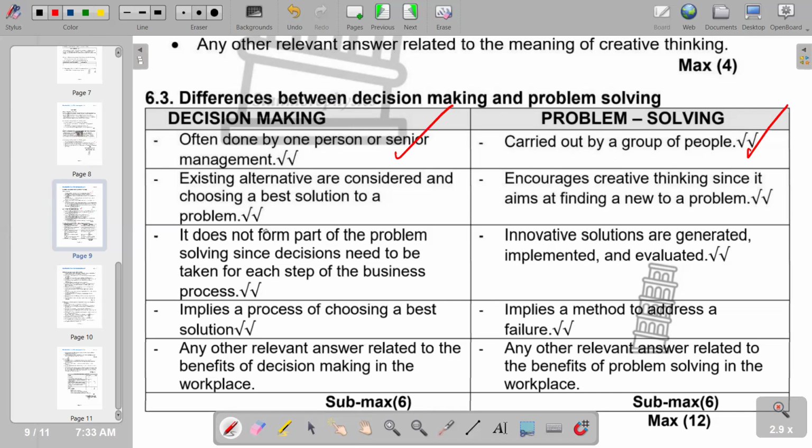Then on the second difference, in decision making, existing alternatives are considered and the best solution to a problem is chosen, whereas problem solving encourages creative thinking since it aims at finding a new solution to a problem. Further differences between the two that are also correct can also be included. So this is what we have for this part.